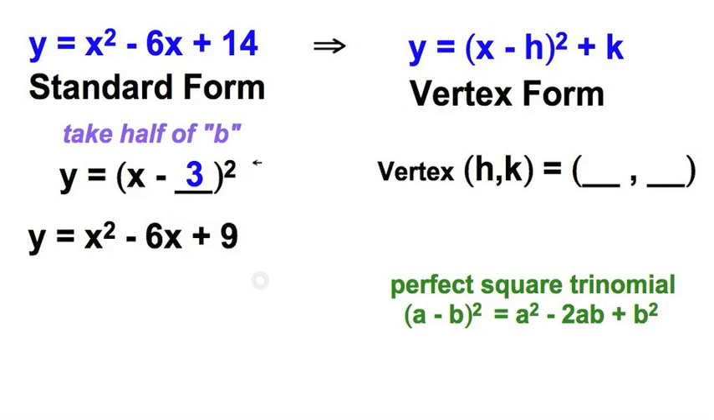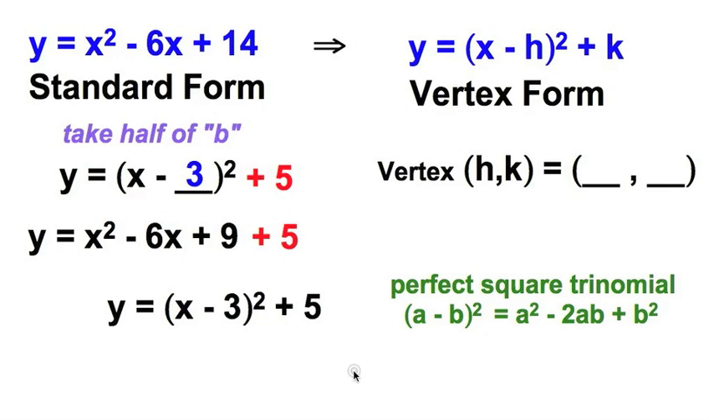Well, this doesn't quite match this. So let's just add an adjustment. How about if we add 5? Well, 9 plus 5 is 14. Therefore, I could just add 5 to this expression. And there you go. I now have a parabola written in h-k form: y equals the quantity (x - 3) squared plus 5.